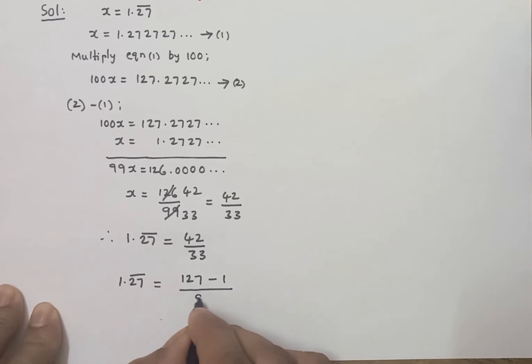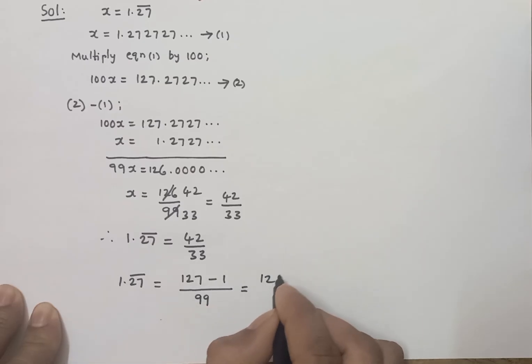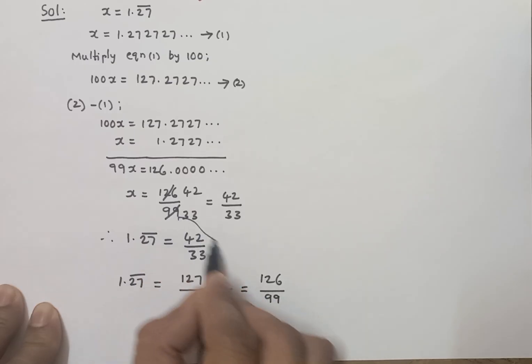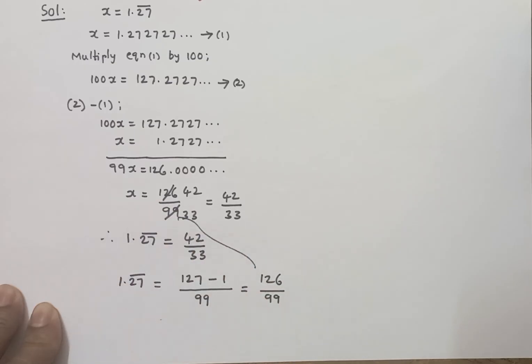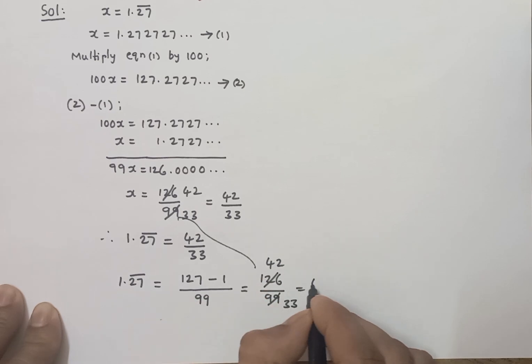The denominator has as many nines as the number of digits having a bar. Since two digits have the bar, I have taken two nines. So I get 126 divided by 99. See, the same answer we got previously before simplification. We can do the simplification here also, using the 3 table. You will compulsorily get the same answer using this shortcut.